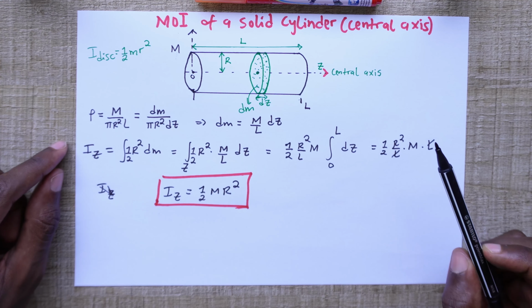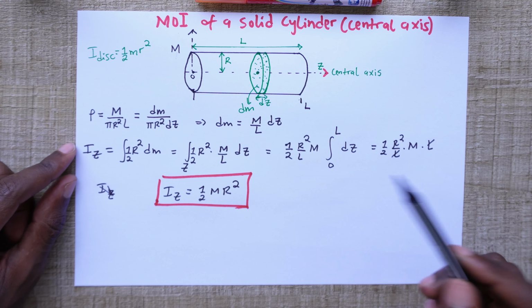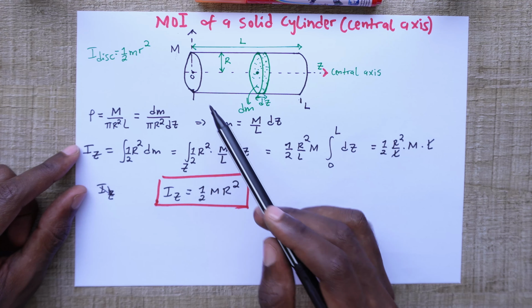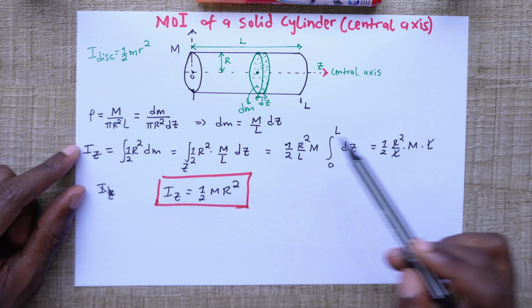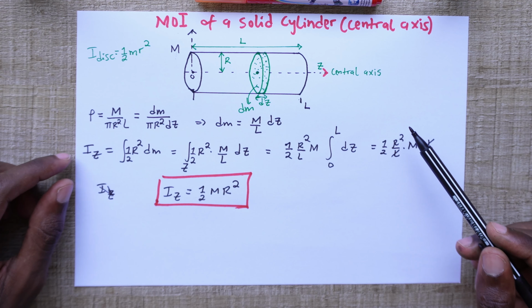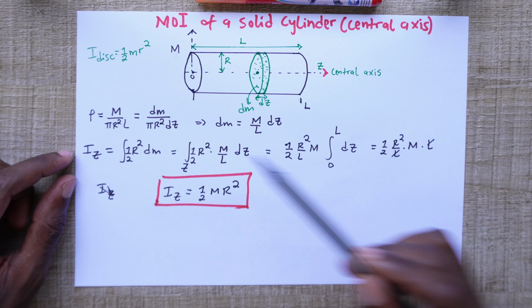So in the next video, we are going to see how to calculate the moment of inertia of the solid cylinder, this time about the axis IX. So an axis that's perpendicular to the cylinder, so the IX and IY axis.